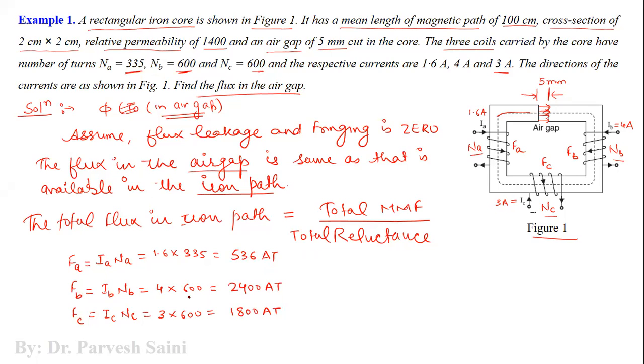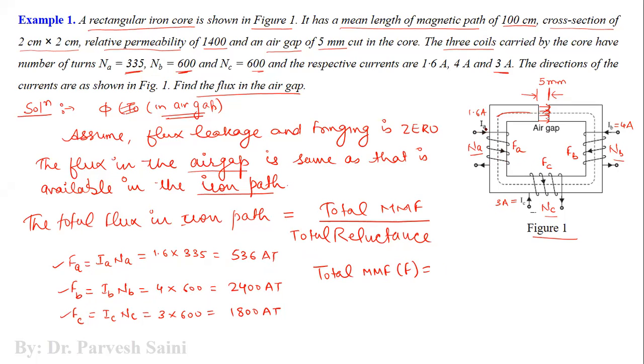Now these three mmf, so the total mmf is the algebraic sum of these three magnetomotive forces, right? Now let us find out their direction also.